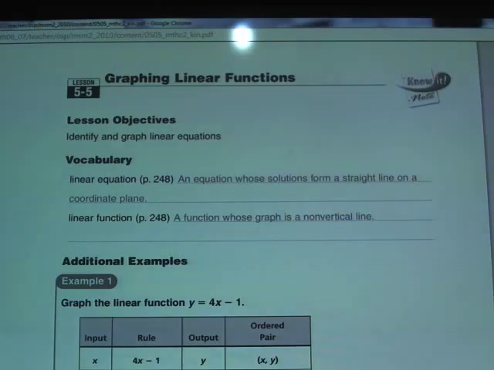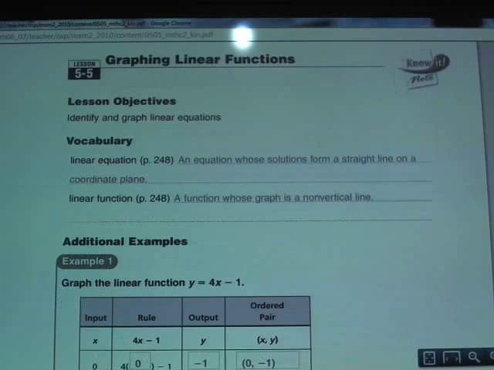So let's go ahead and take a look at what we're talking about here today. We're talking about linear equations. That's an equation whose solutions form a straight line on a coordinate plane. So all they're saying there, as you can see based on the root word, is it's going to make a line. A linear function is a function whose graph is a non-vertical line.